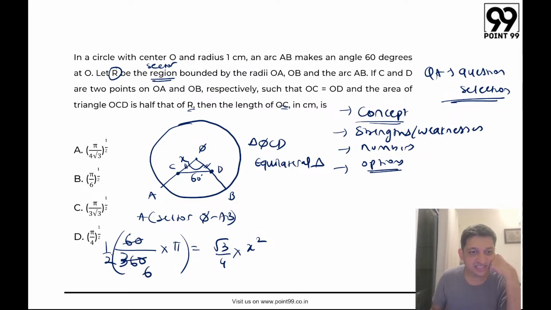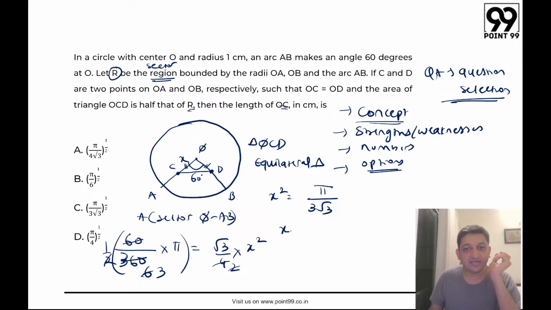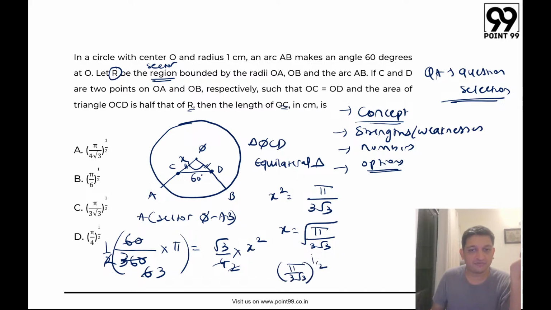66 are 360. 2 2s are 4, 2 3s are 6, right? तो क्या मिल गया मेरे को? X square is equal to pi divided by 3 root 3, right? Pi divided by 3 root 3. Or in other words, X will be equal to square root of pi divided by 3 root 3. Or pi upon 3 root 3 the whole raised to half. That is the value of X, which is the value of OC.